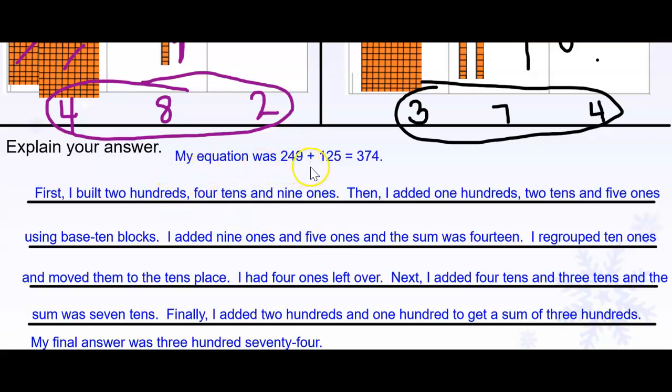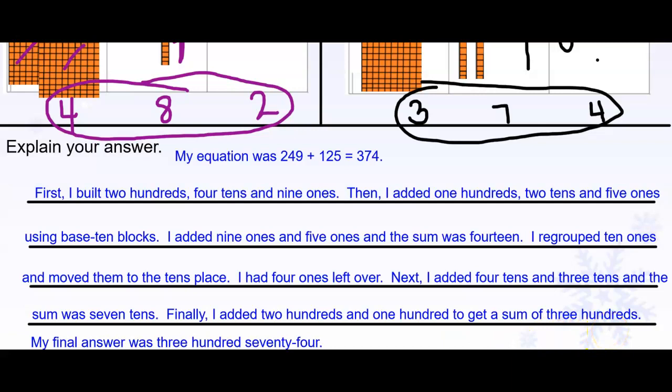My equation was 249 plus 125 equals 374. First, I built 2 hundreds, 4 tens, and 9 ones. Then I added 1 hundred, 2 tens, and 5 ones using base 10 blocks. I added 9 ones and 5 ones, and the sum was 14. I regrouped 10 ones and moved them to the tens place. I had 4 ones left over. Next, I added 4 tens and 3 tens, and the sum was 7 tens. Finally, I added 200 and 100 to get a sum of 300.